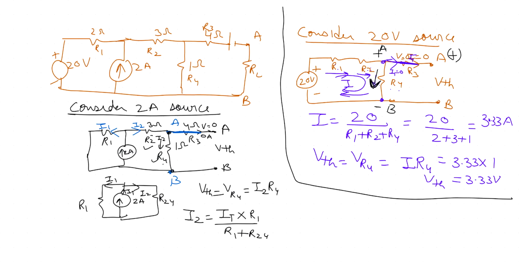And now let's go back here. So solve for this. I total is 2, R1 is 2, and R2, R4 is how much? That is 3 plus 1, 4. That gives me 4 divided by 6. So you do the math.